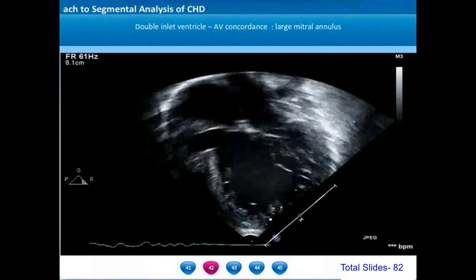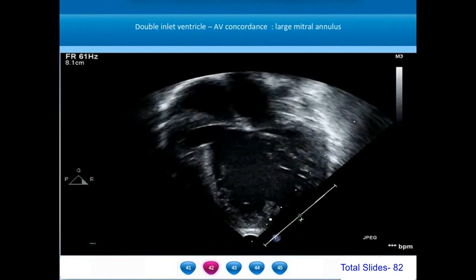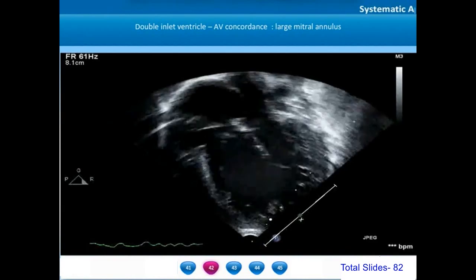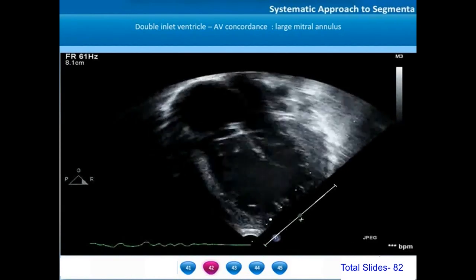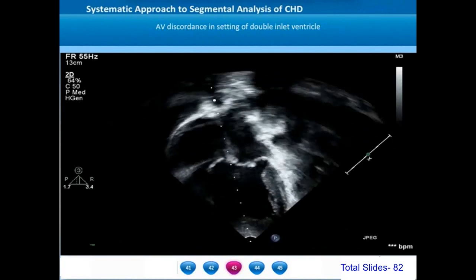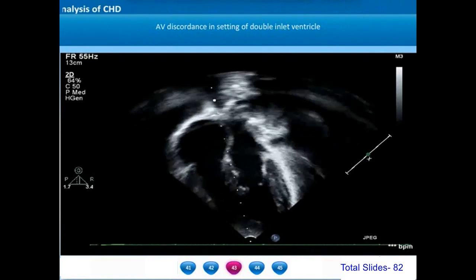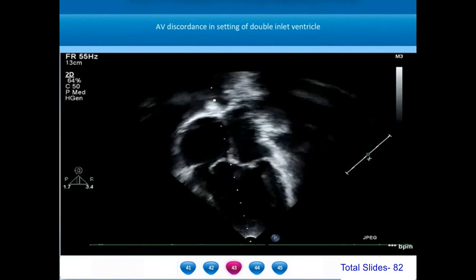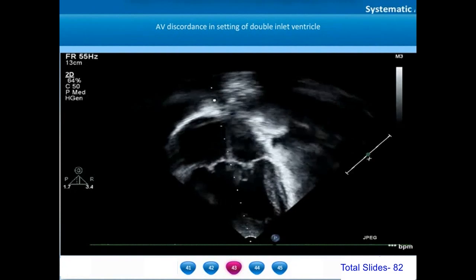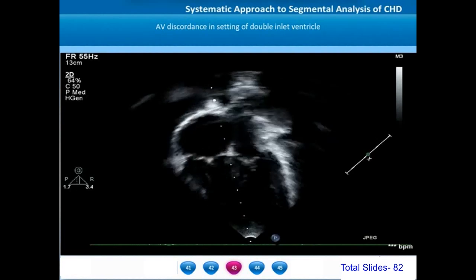This is an example of double inlet ventricle. In this patient, we can find that there is double inlet, both the atrioventricular valves directed towards one common large single ventricle. When there are two atrioventricular valves draining into the same ventricle, we can appreciate the morphology of the two atrioventricular valves by carefully looking at the annular attachment of the AV valves.